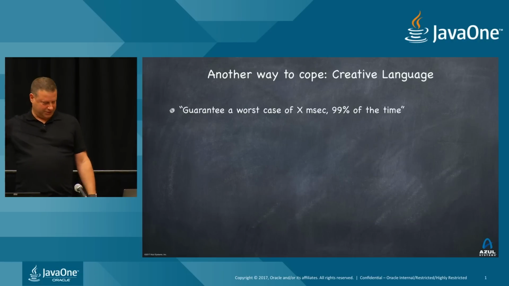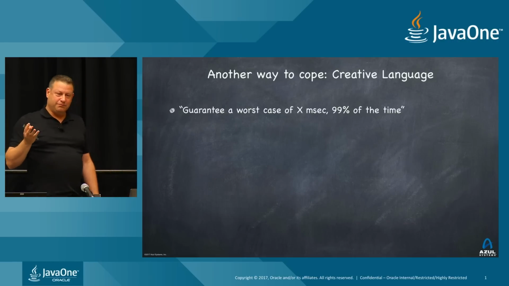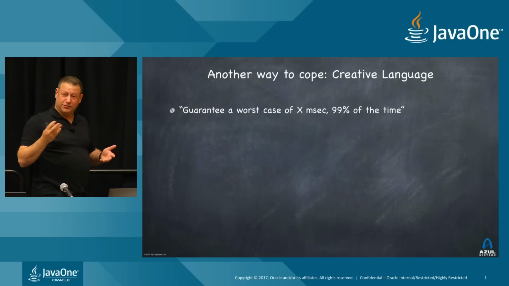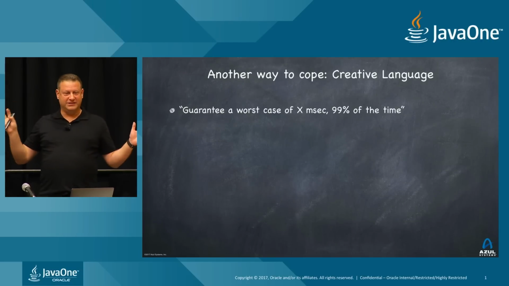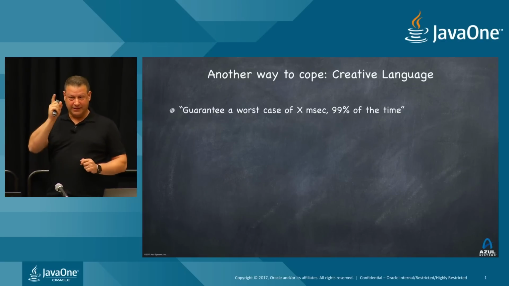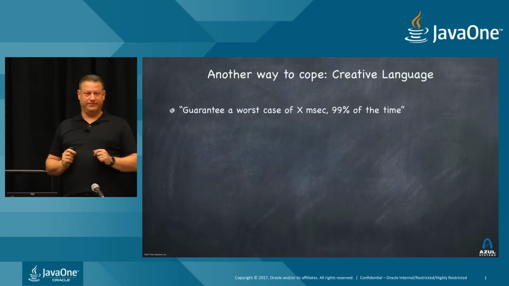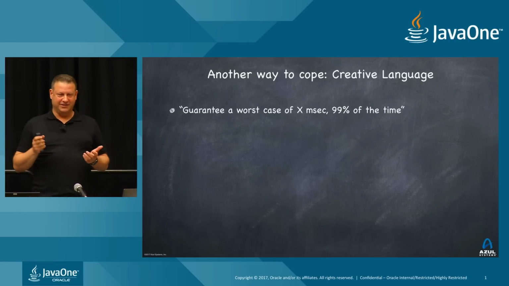This is from actual marketing material of a JVM I can't name, but I could say that it has something to do with determinism. And that had a brilliant sentence. It said, "I will guarantee a worst case of 5 milliseconds 99% of the time." Doesn't that sound great? It's a guarantee.